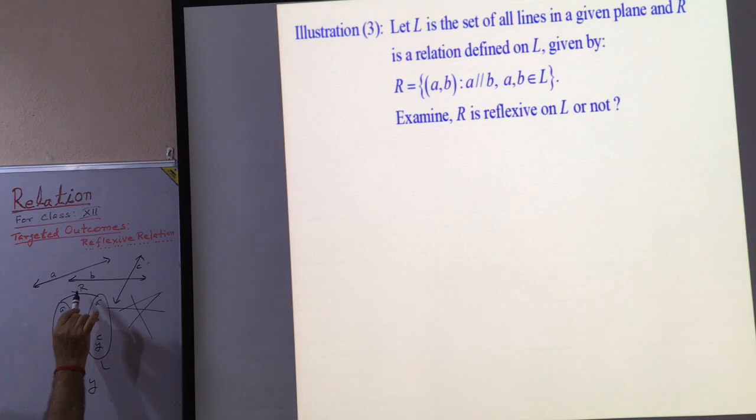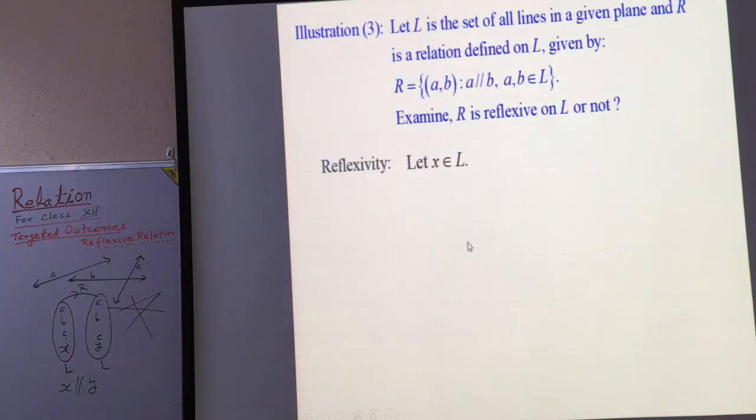So we have to observe whether this relation on L is reflexive on L or not. Observe. Let X belong to L. X is any element of L. That is, this X represents each element of the set L. And we know L has infinite elements, all are lines of a given plane.